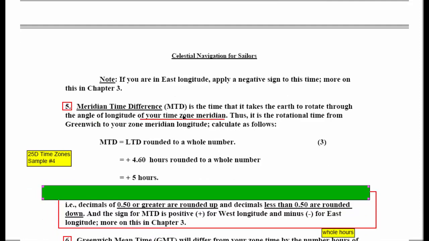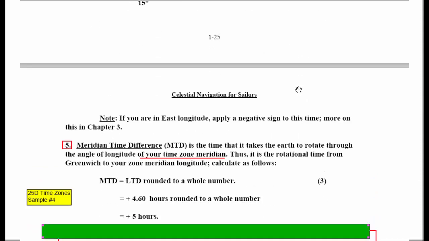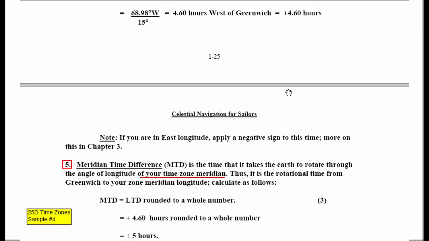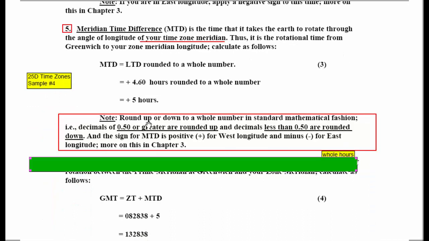The next step is to get the meridian time difference, and that's where we take the 4.6 hours and round it either up or down. In this case, we round it up since it's greater than 4.5. We round it up to 5, as shown here, and that gives us the 5th time zone west of Greenwich. And this is noted here: round up or down to a whole number in standard mathematical fashion, that is, decimals of 0.5 or greater are rounded up, and decimals less than 0.5 are rounded down. And the sign of MTD is positive for west longitude and minus for east longitude.